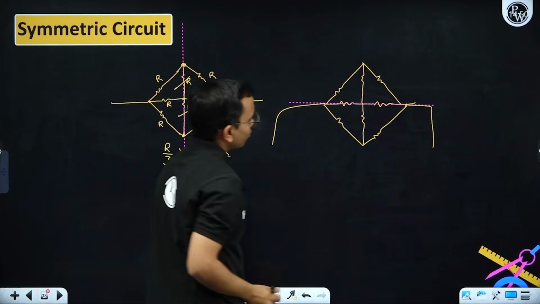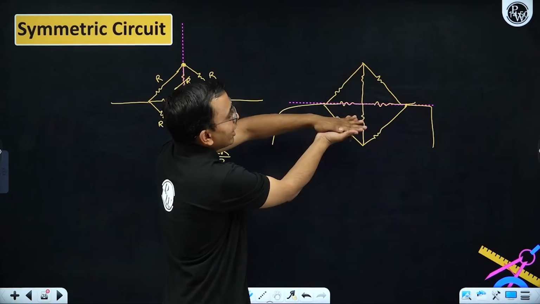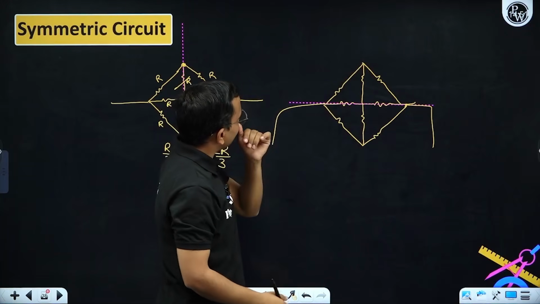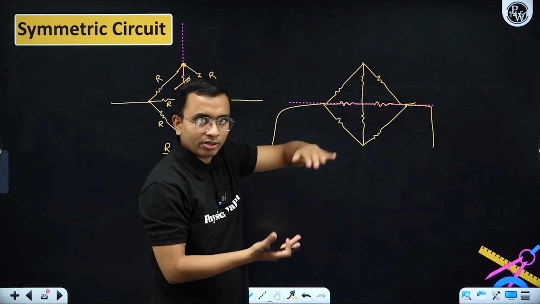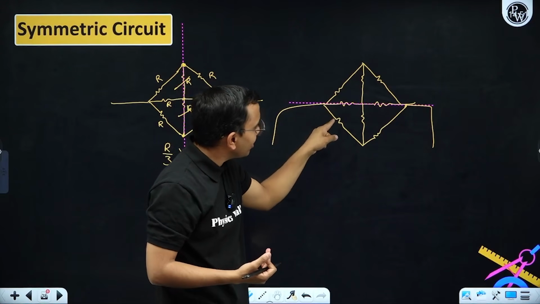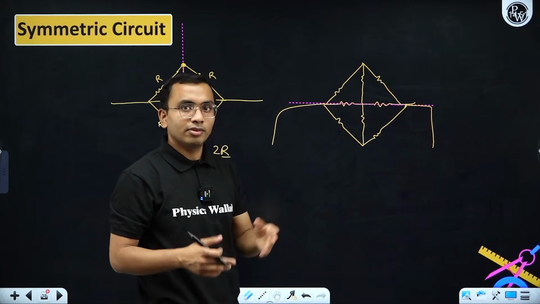Here what you can do is fold it. If you fold it, this point will come on this point, and all these resistors come one over the other, so they are coming in parallel. So these 3 resistors will become half, because R parallel with R will become R by 2.